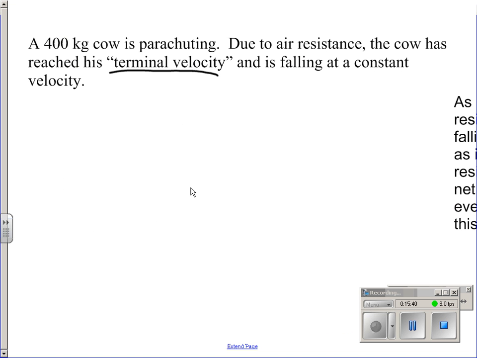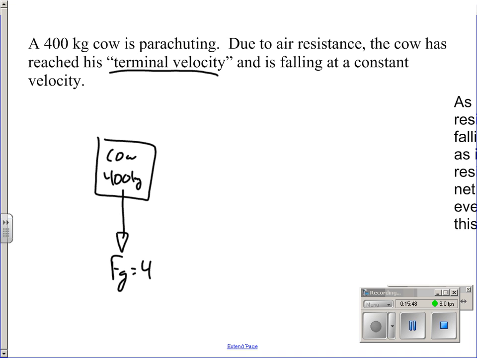So here we go. Here's our cow. Cow, 400 kilograms. So the idea is gravity's pulling the cow down with 4,000 newtons, right? So what happens is, as the cow falls, he goes faster and faster. And as he goes faster, your air resistance gets bigger and bigger. So after he's fallen for a little bit, your air resistance is 1,000 newtons. There's still a downwards net force, so the cow is going to keep speeding up. So your air resistance will get bigger. Eventually, it'll be 2,000. There's still a downward net force. The cow keeps accelerating downwards. Air resistance gets bigger. Eventually, it hits 3,000. Cow still being pulled down. There's still more force pulling him down. He's going to keep accelerating.